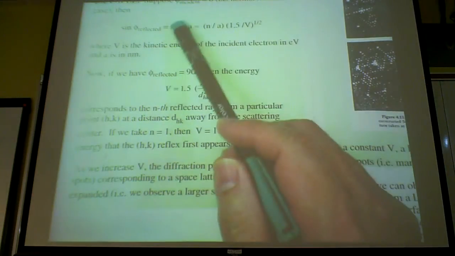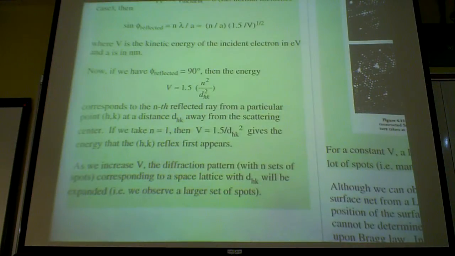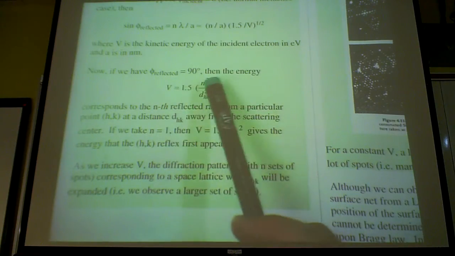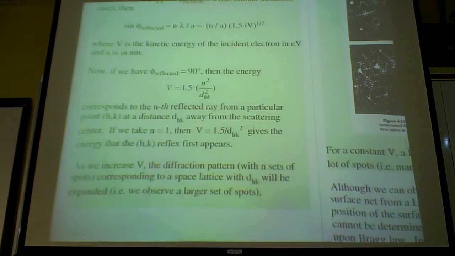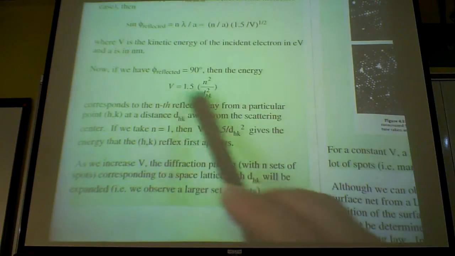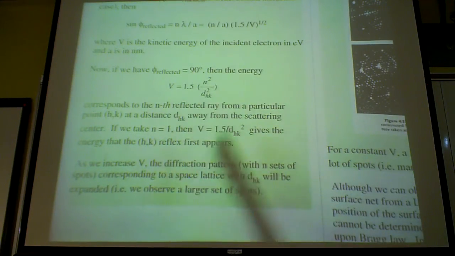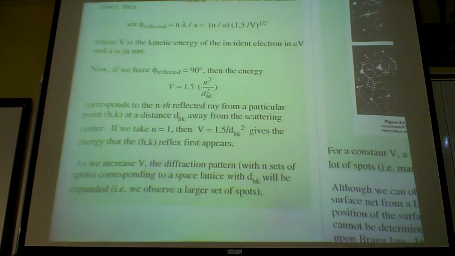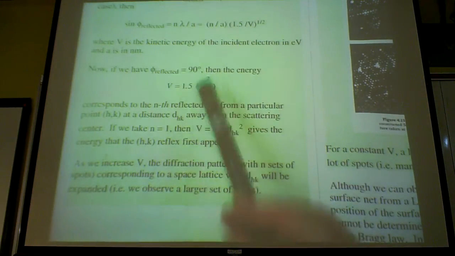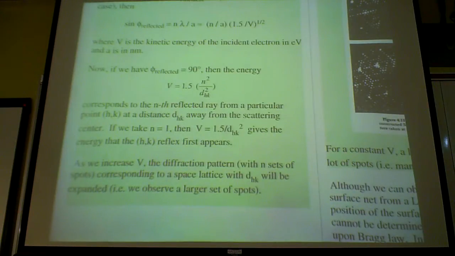So n lambda, in effect, is the order of diffraction that you get, and as you can see, the voltage here is proportional to n squared divided by d_hk. This is the inter-point spacing between your atoms, and the voltage is proportional to the square of this, and it's proportional to how many units you have. So, for example, if you have 2 unit cells or 3 unit cells, this number will change, as we'll see.